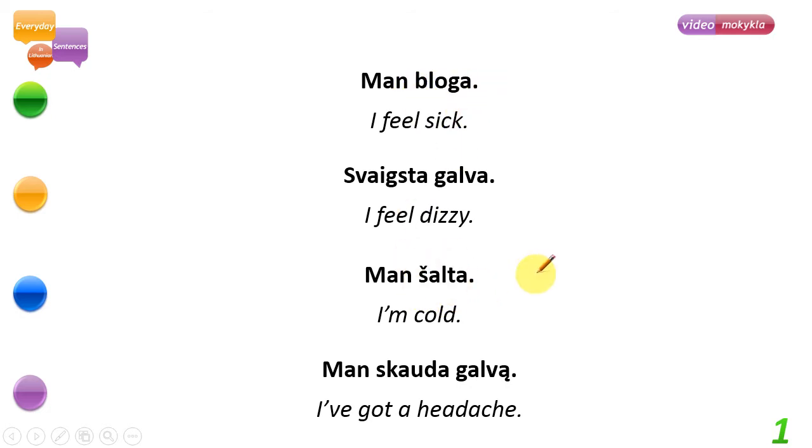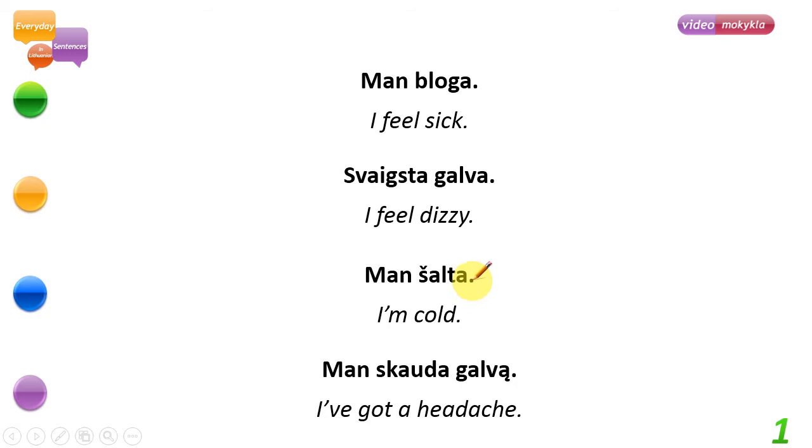Bloga, šalta, šaltas, šalta. Masculine, feminine, and šalta is a neuter adjective. So bloga and šalta are neuter adjectives. It is bad, for me it is bad, or for me it is cold, literally. So when you're saying I'm cold, you can say man šalta.